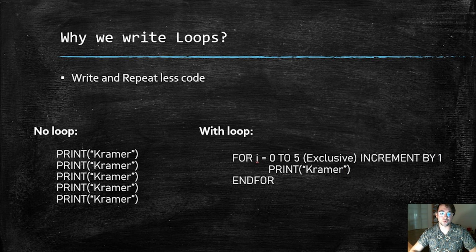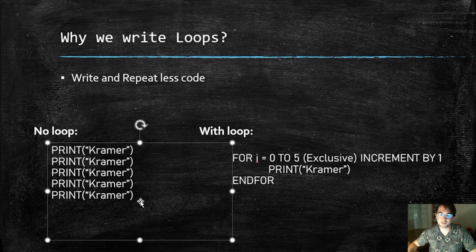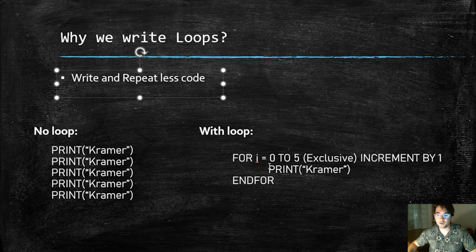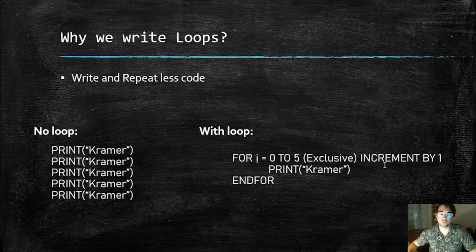So why do we write loops? Loops allow us to write and repeat less code, which is always a good programming practice, makes stuff easier to change, less places for bugs and errors. So say I wanted to print my name 5 times. Without a loop, I need to say print Kramer, print Kramer, print Kramer, print Kramer, print Kramer. I need to write that statement out 5 times. Whereas with a loop, I only need to write that statement once and chuck it in the loop. And that loop will iterate over my statement 5 times, printing out my name 5 times.